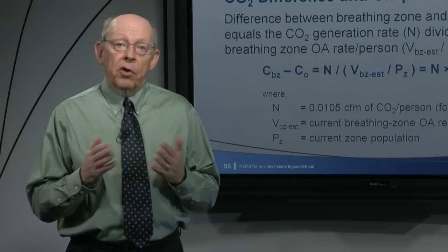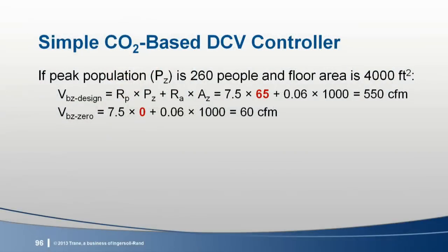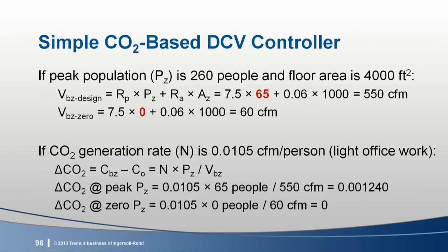We can design a controller for each demand control zone as follows. Let's consider a 1,000 square foot lecture classroom with a peak population of 65 occupants. A proportional controller, like the one shown in the 62.1 user's manual, can be designed by simply finding the breathing zone outdoor airflow required at peak population and at zero population. This example zone needs 550 CFM of outdoor air when all 65 people are present, but it only needs 60 CFM when the zone is unoccupied, but the ventilation system is still operating. We use the steady-state CO2 equation to find that differential CO2 at peak population rises to 1,240 parts per million, but drops to zero at zero population.